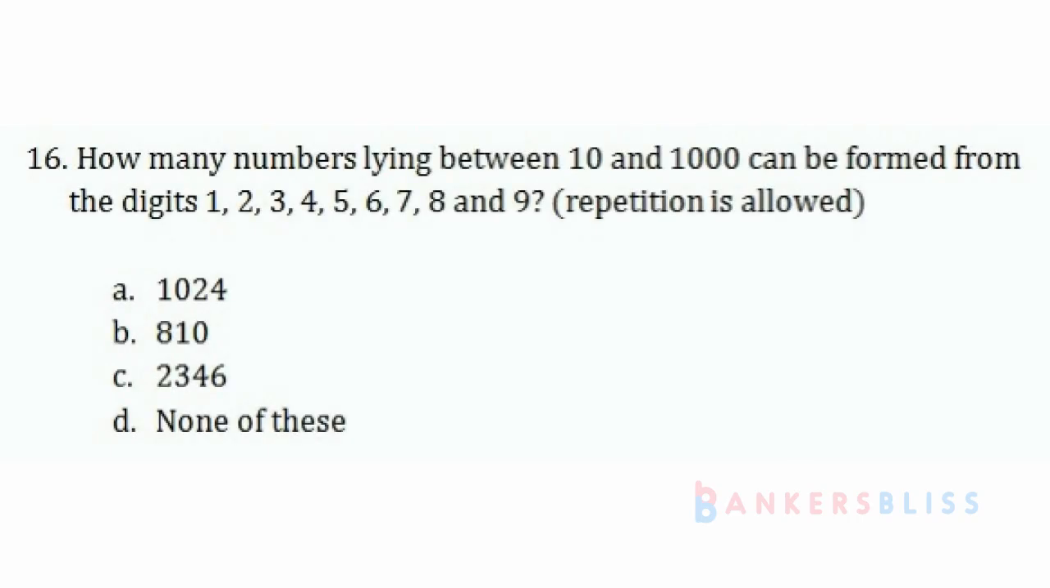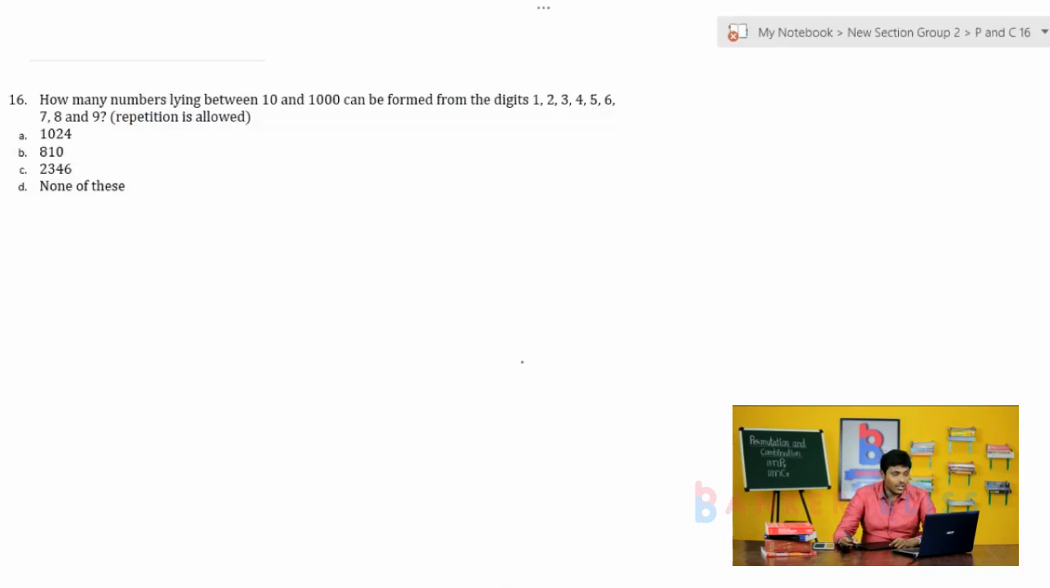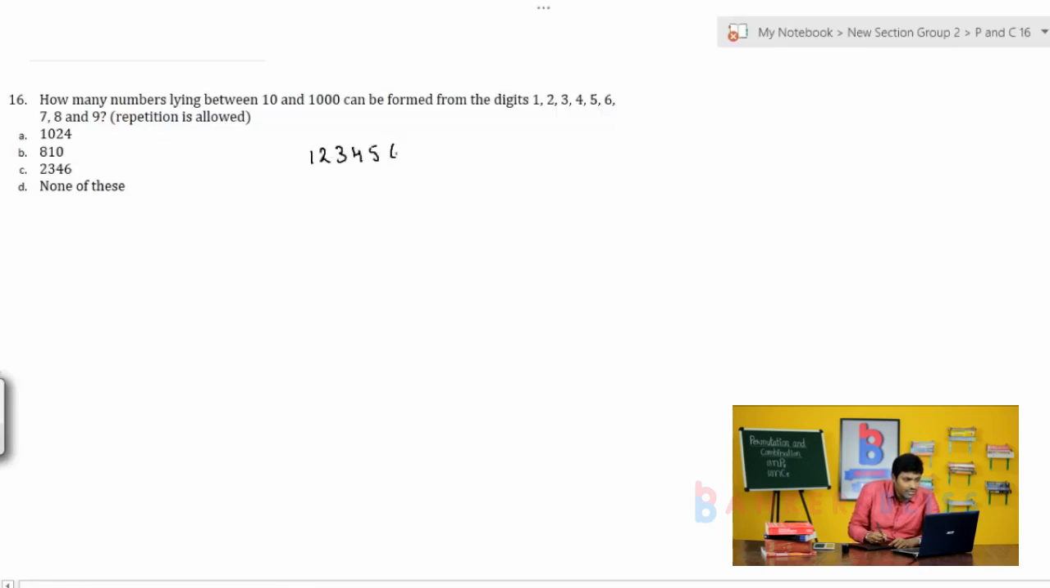Problem number 16. See here, how many numbers lying between 10 and 1000 can be formed from the digits 1, 2, 3, 4, 5, 6, 7, 8, 9? Lying between 10 and 1000 means more than 10, less than 1000. Repetition is allowed, means duplication can come.